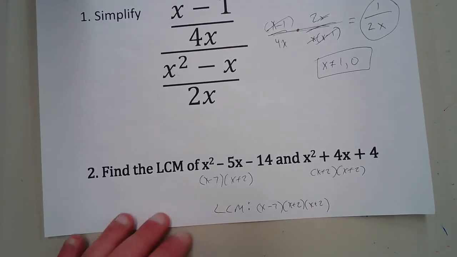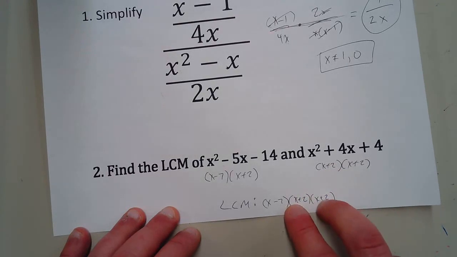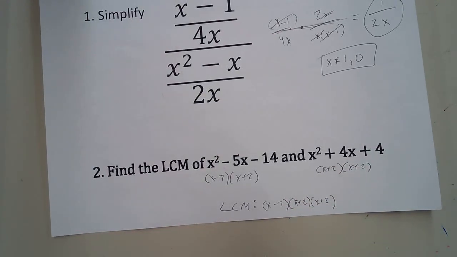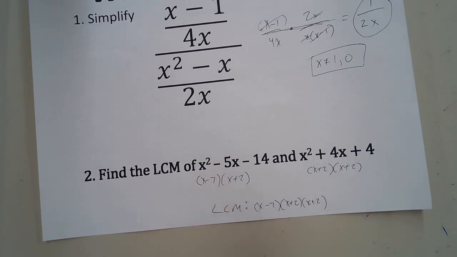Essentially, you need every unique factor here. So you need an x minus 7, and then you have to have at least two x plus 2s because this one has two x plus 2s. So that's what an LCM is. It's the concept of thinking of if these were in your denominators, what would that common denominator need to become? All righty. Good luck with that review, and we'll be quizzing tomorrow.